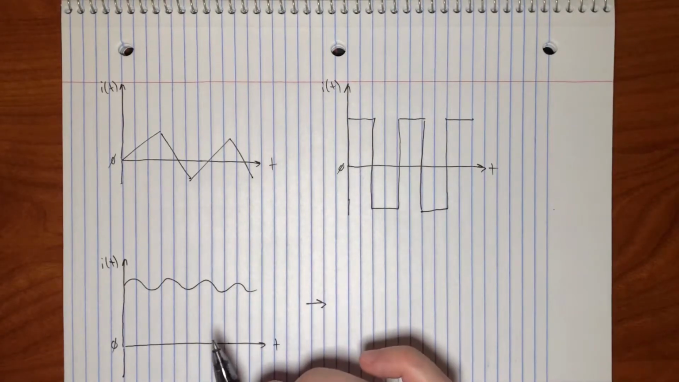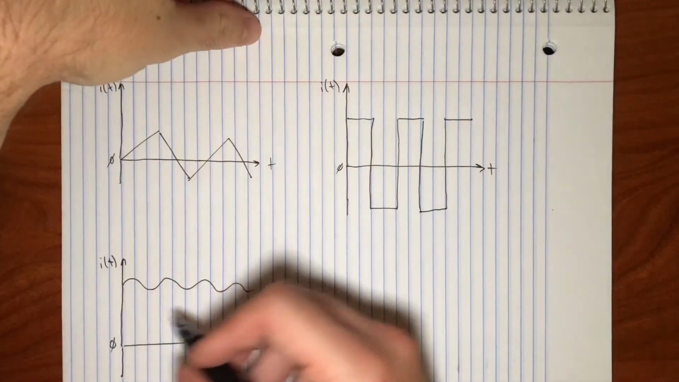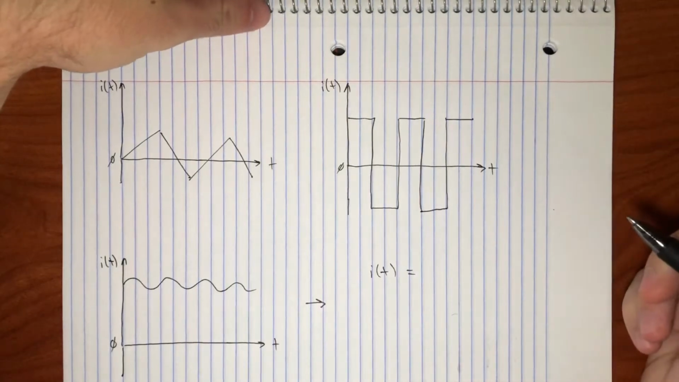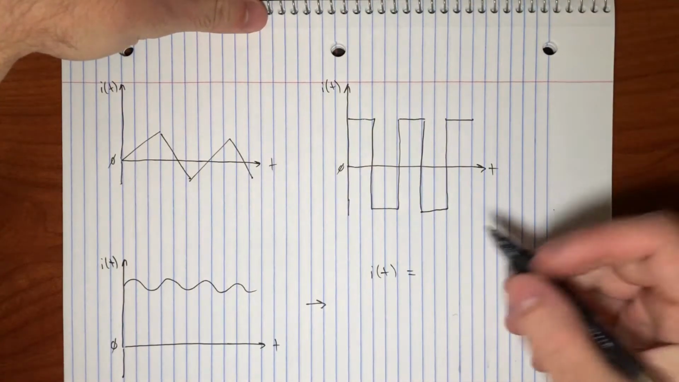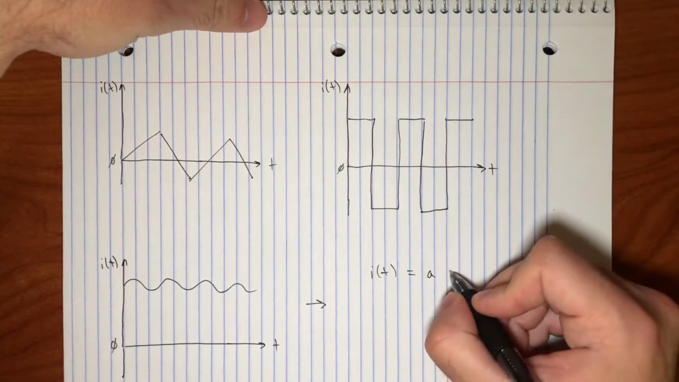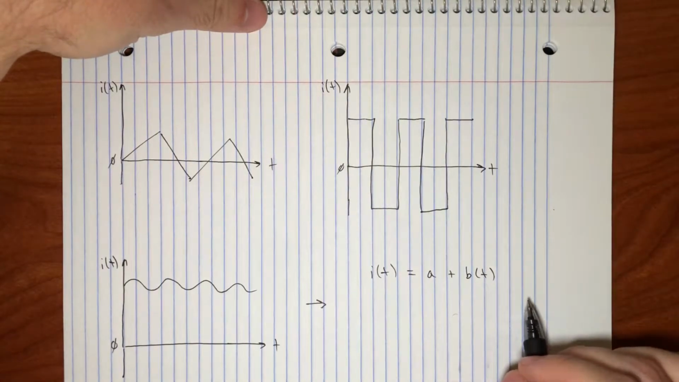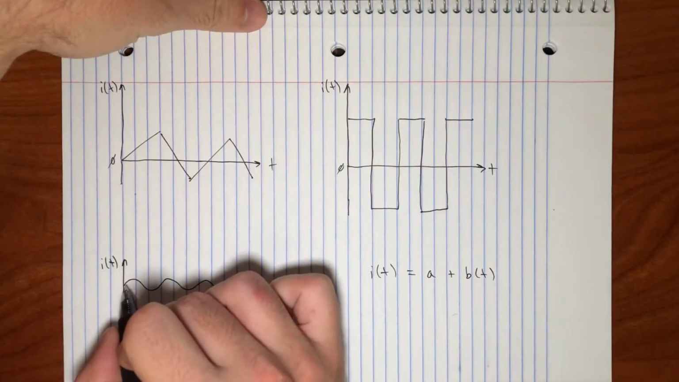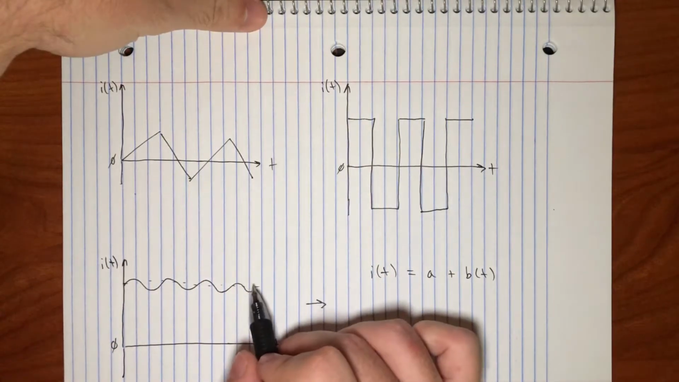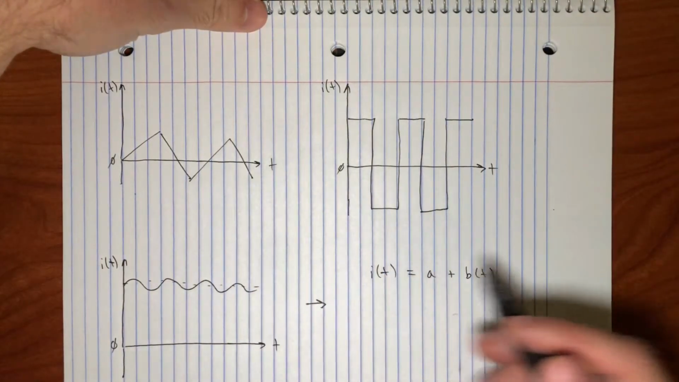And it's not always convenient to do that, but in this case it really is. So how I would describe this really is I would say I of t is the summation of two currents. It's one current, A, a constant in time, plus another current, B of t, that varies in time. And so you could say this current here has some constant DC offset, and about that DC offset, there's a small AC ripple.